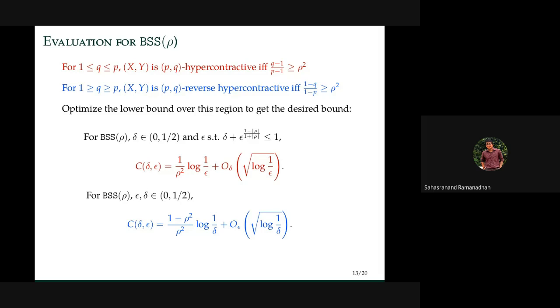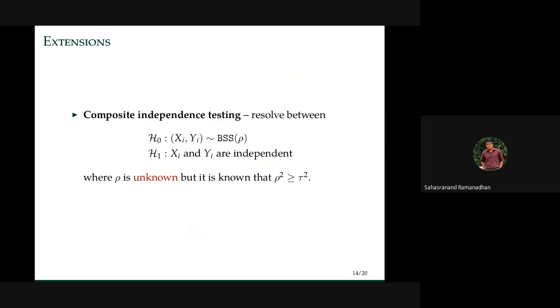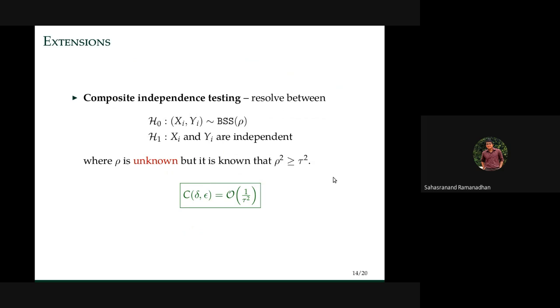to obtain results for certain extensions, like say composite independence testing, where we would like to resolve between again BSS rho and the independent case. But earlier we assumed that rho is known, but here we say that rho is unknown, but it is known that rho square is greater than or equal to tau square. So this is somewhat a generalization of the previous case. And previously we got 1 by rho square. Here we'll get the communication as 1 by tau square. This again can be achieved using the same scheme with slight modifications.